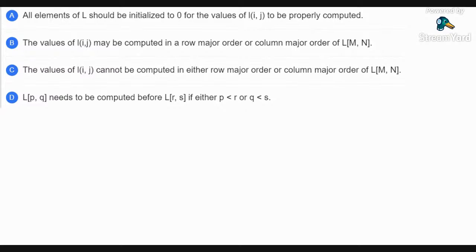It should not be like that. Here P is less than R and Q is greater than S, so it is not possible. So in that case, this option D is also not the correct option. So here option B is the correct option. Okay, thank you.